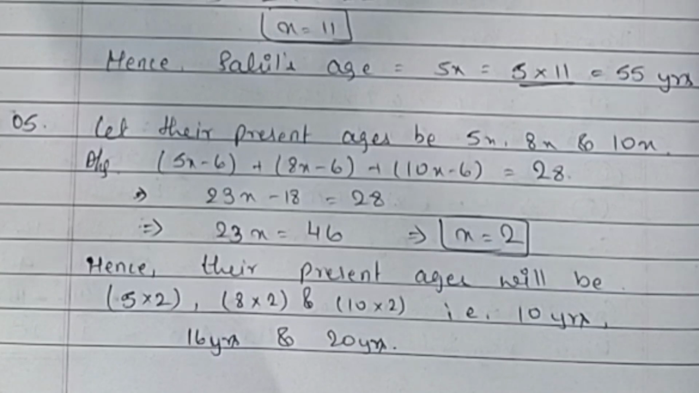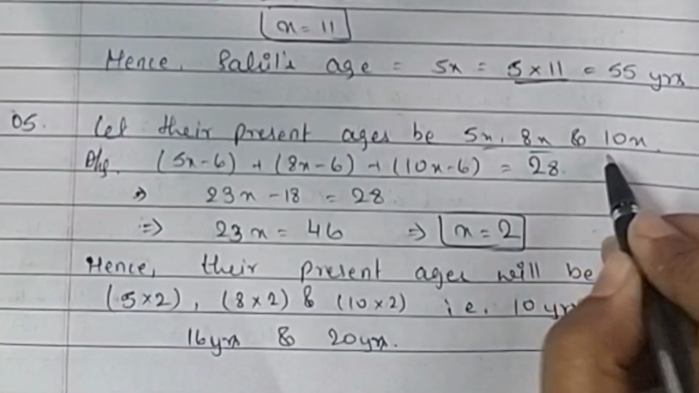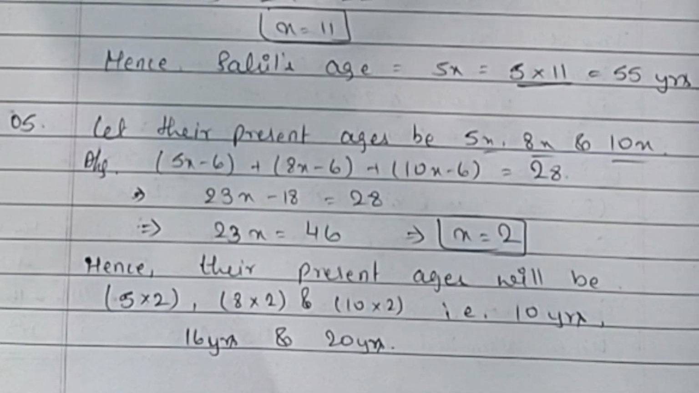So by following this condition, we have to find the present ages of these 3 girls. According to the ratio given in the question, we have assumed their present ages to be 5x, 8x and 10x. Now there is also a condition discussing 6 years ago. 6 years ago, the sum of their ages was 28. So we have to use this condition.